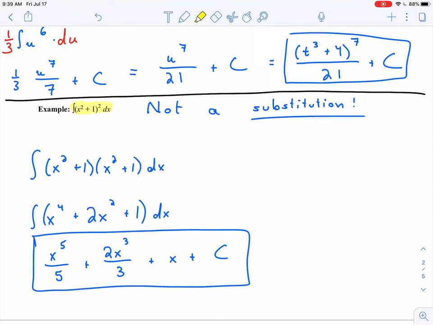I'm telling you right now, I'm going to try and trick you on this exam. This is a trick question. It looks like a substitution problem. You see the parentheses and say, okay, I think substitution, but substitution will not work. So be careful with these problems.